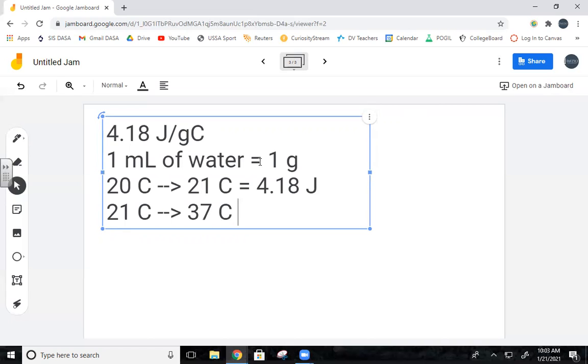Okay. In this 1 milliliter, how many joules do we need to add to this water to increase its temperature from 21 to 36 or 37? How would we figure this out? Brendan? Well, first we have to minus 21 from 37. Okay, which is what? 16. So we're increasing the temperature by 16 C.